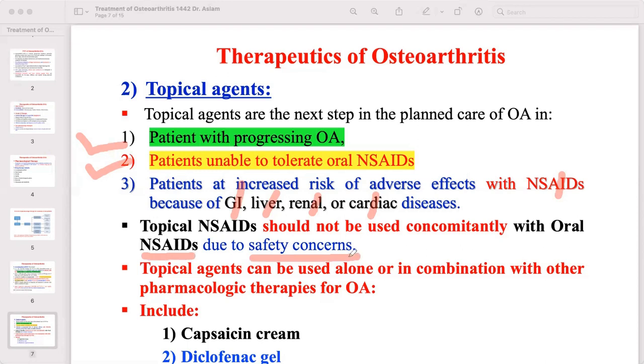But topical agents can be used alone or in combination with other pharmacologic therapies of osteoarthritis, which include capsaicin cream and diclofenac gel. Diclofenac gel is also a non-steroidal anti-inflammatory drug. And capsaicin cream is generally extracted from red chilies.